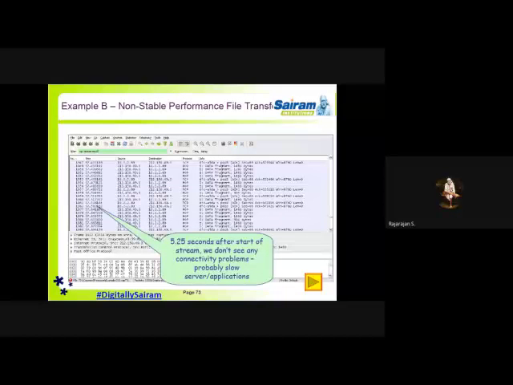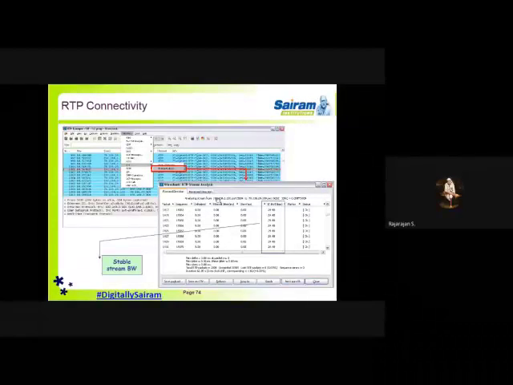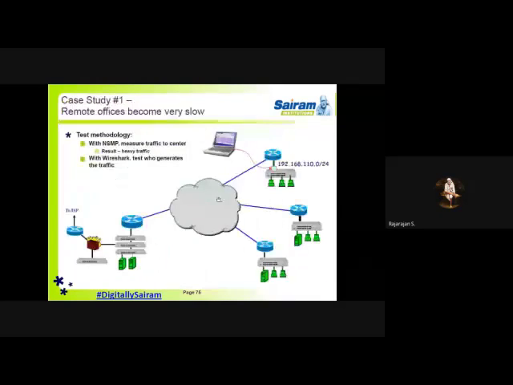Next is non-stable. Whenever there is a retransmission, whenever there is a duplicate acknowledgement, that is called a non-stable performance of file transfer. Then this is my case study 1.